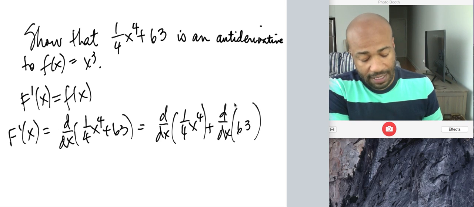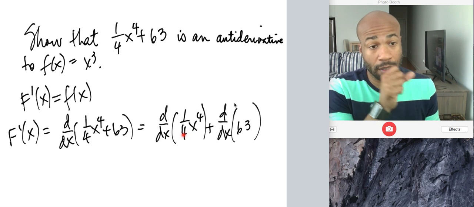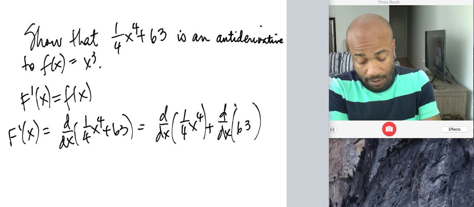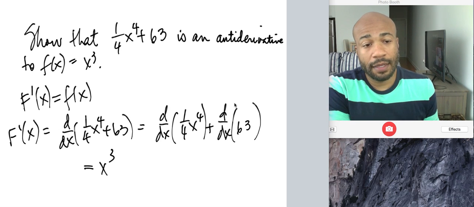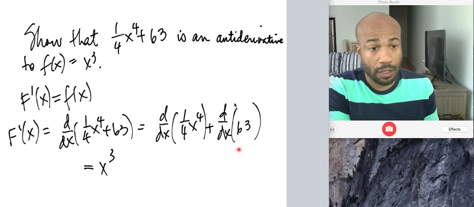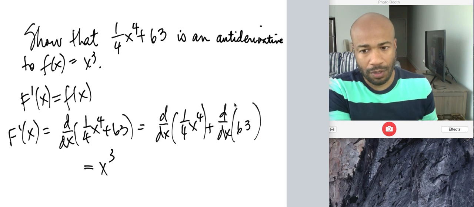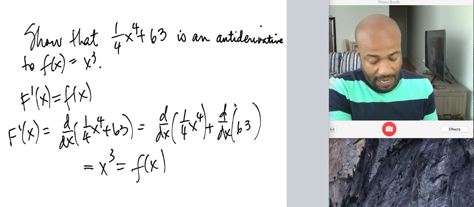So you'll notice that this part of the equation comes back down to x to the third, right? You just take the derivative of that. And we also know that the derivative of any number, which was 63, the derivative of 63 is 0. So I'm not going to write 0, but if you notice, it actually is f of x.